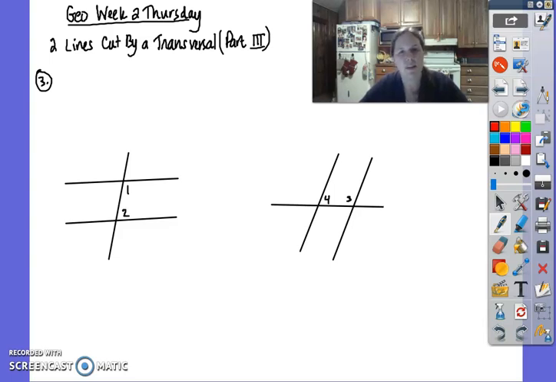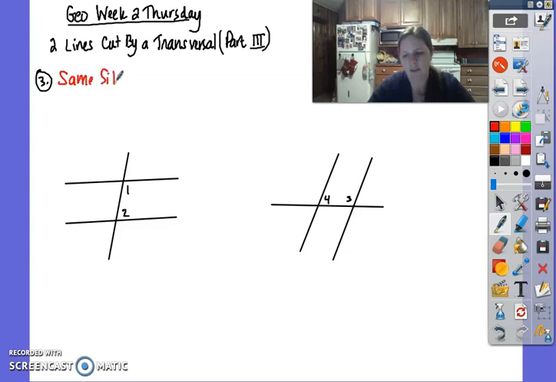Part 3 is talking about a slightly different situation. We had alternate interior angles, which were the Z. We had corresponding angles, which were the F. Remember the letter we're looking for when we connect stuff. And part 3 is same side interior angles.